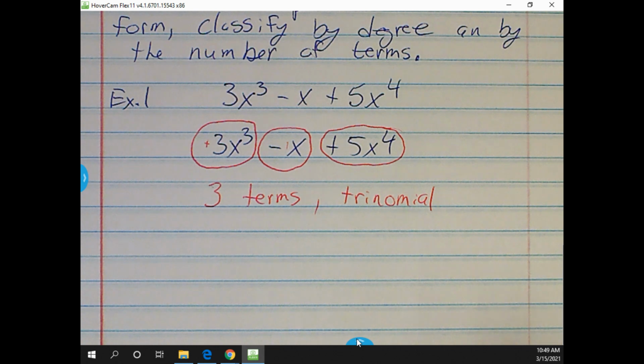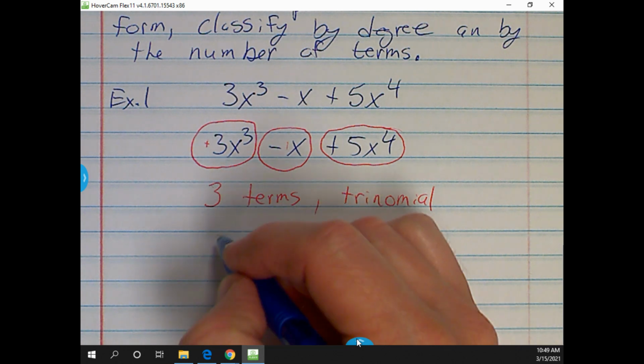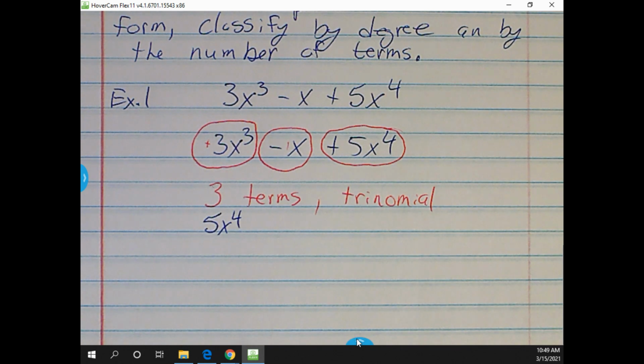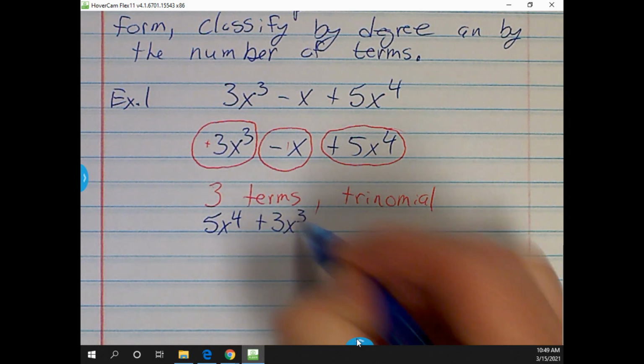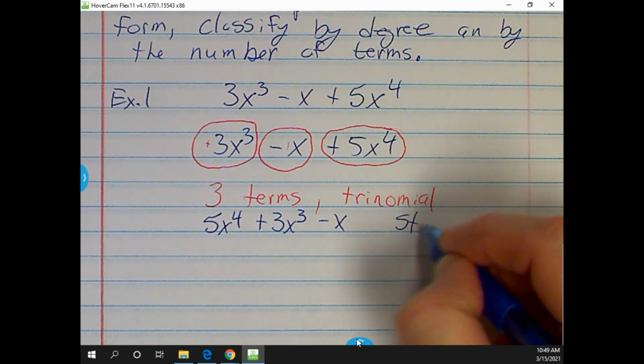All right, and then once it's here, to put it in descending order, that's going to get us in standard form. So you start with your highest power of x, so that is 5x to the fourth. You go to your next lowest power of x, which would be the 3x to the third, and that was going to be a plus. And then the minus would go with the x, and that would go there. So that's going to be standard form.